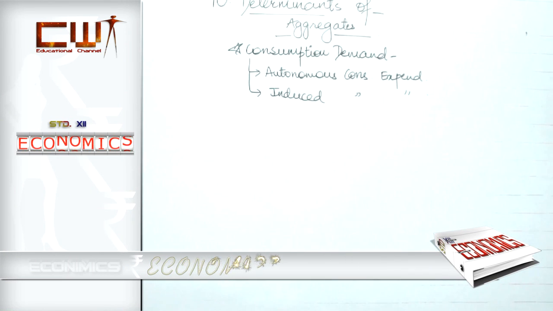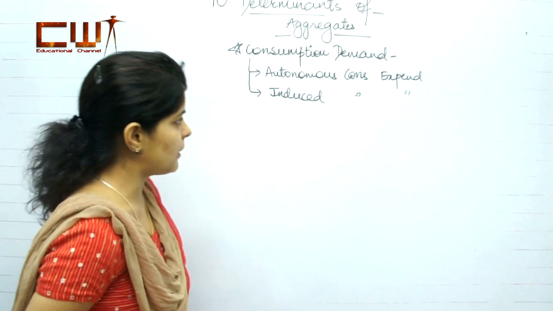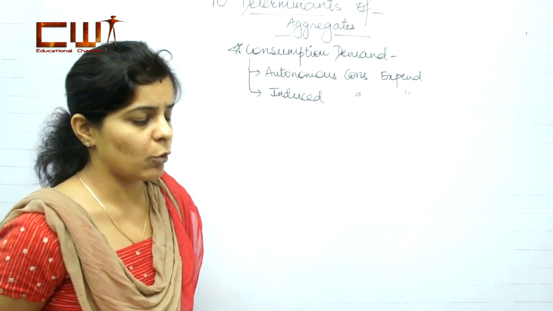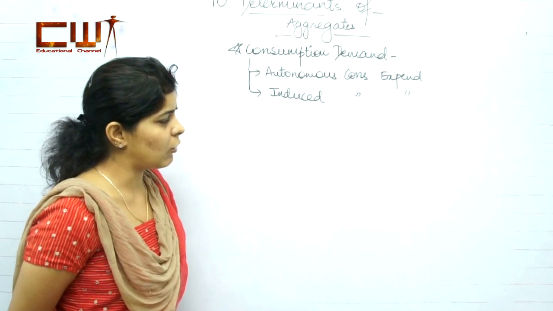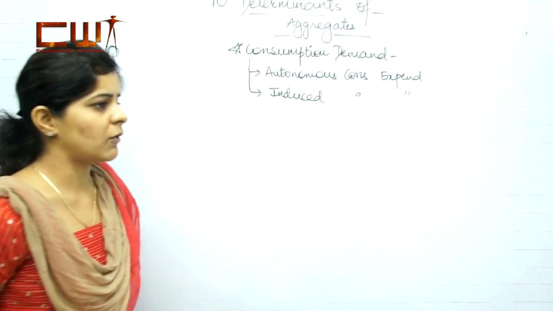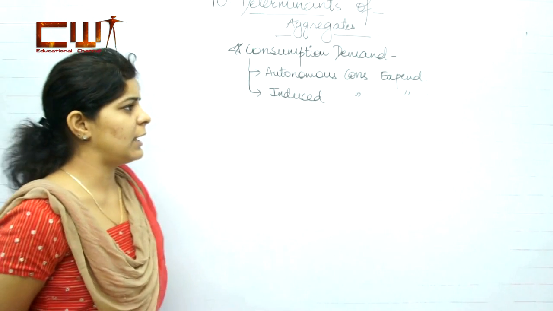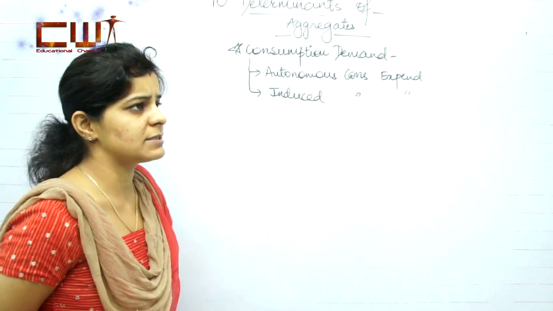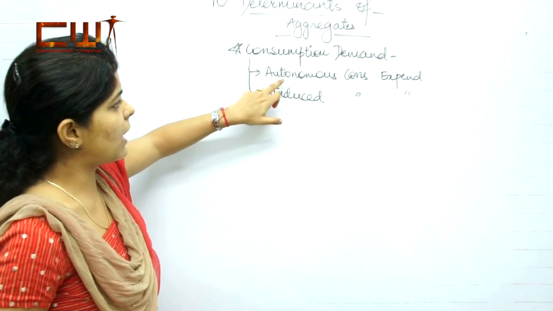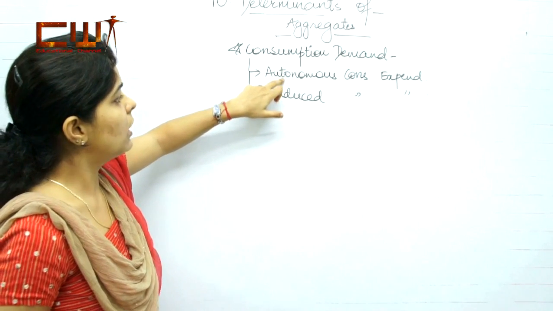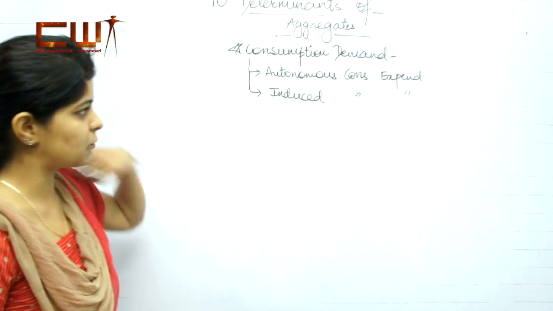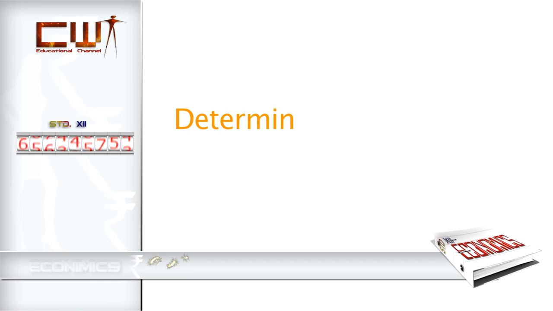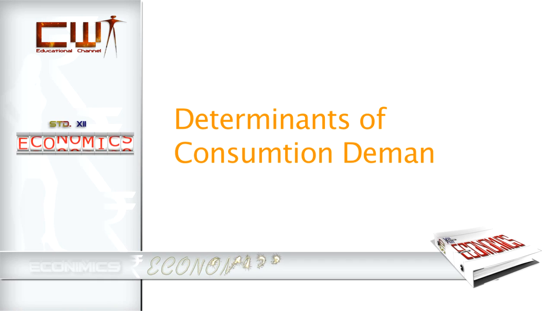Whereas induced consumption expenditure is incurred depending on the level of income. If your level of income is high, you will demand more of that commodity, and you will demand it faster. But if your level of income is low, then your demand will also decrease. So according to the level of income, demand increases and decreases, that is induced demand. And even if the level of income is zero, you have a demand for a commodity, that is autonomous consumption expenditure. Next we will study the determinants of consumption demand.